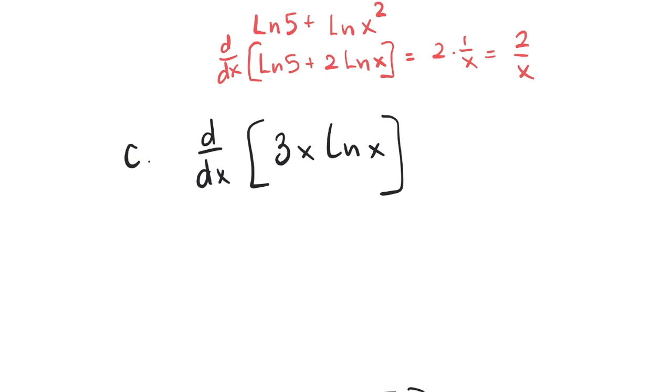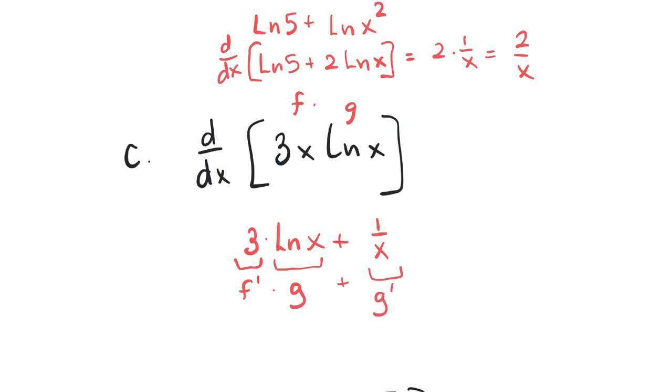Okay, now part C, we're going to have to use a product rule. We have the product of two functions, f times g. So the product rule, remember, is f prime g plus g prime f. The derivative of 3x is 3, so that's f prime times g plus g prime. Now, if g is natural log of x, then g prime is the derivative of natural log, which is 1 over x. So this is f prime times g plus, this, remember, is g prime. Now we need to multiply it by f.